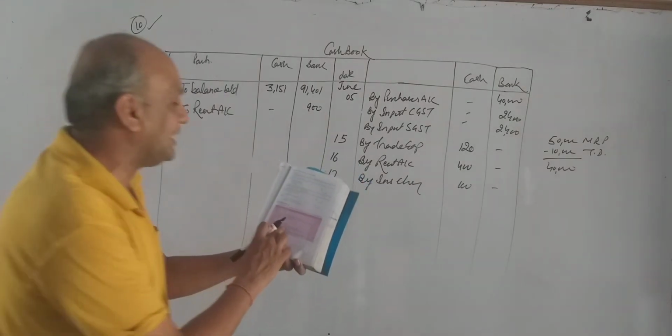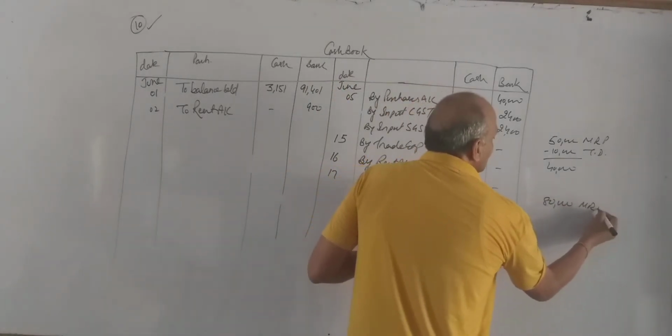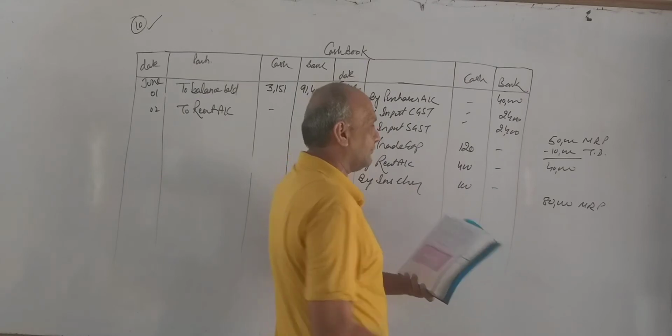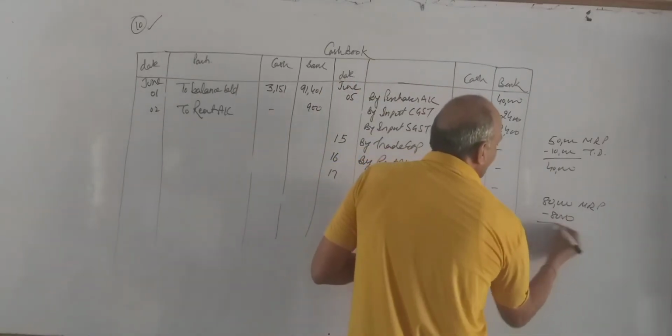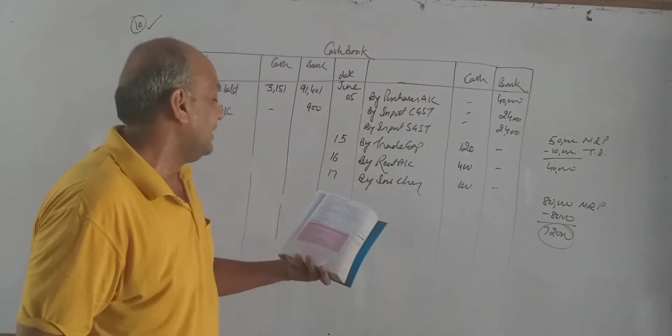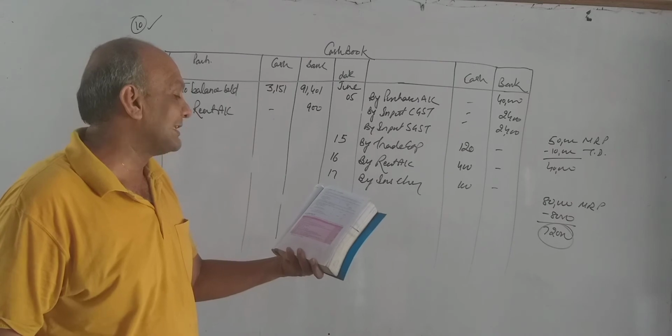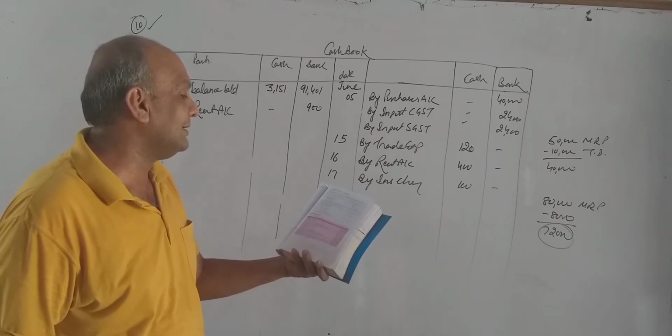Sold goods for 80,000. Goods of rupees 80,000 MRP sold at a trade discount of 10%, that is 8,000. It means our actual sale is 72,000. And it is written that received check for the same, and in return for it we got a check.